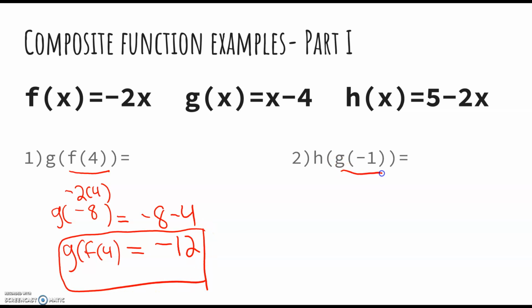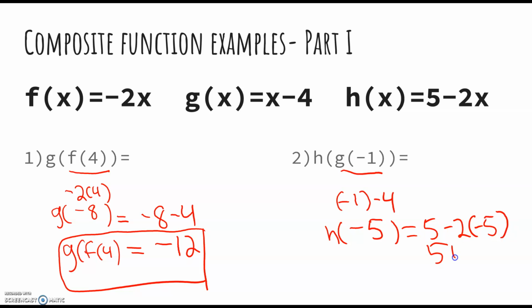Next one, again, I start in the middle, so g of negative 1. So if I do g of negative 1, I have negative 1 minus 4, which is negative 5. I now do h of negative 5. So therefore I have 5 minus 2 times negative 5, which ends up being 5 plus 10. So h of g of negative 1 is equal to 15.